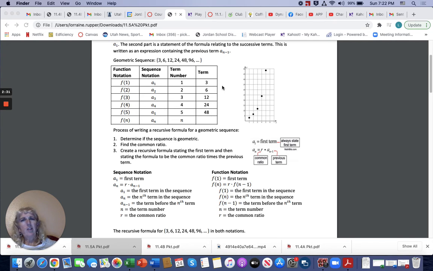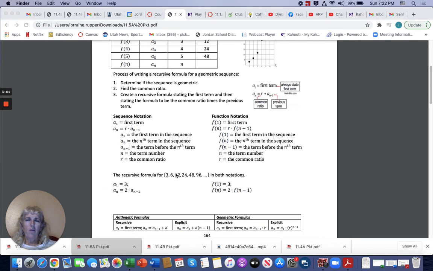So if you do all that and you get the same number, you realize, oh, 3 times 2 is 6, 6 times 2 is 12, 12 times 2 is 24, 24 times 2 is 48. So we know that it is a geometric sequence. The common ratio we just found out was times by 2. Then we create a recursive formula stating the first term and then stating the formula to be the common ratio times the previous term.